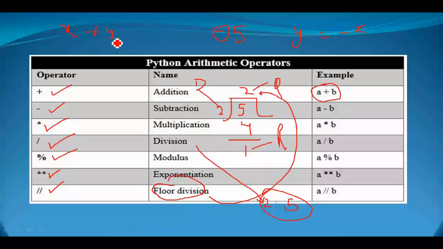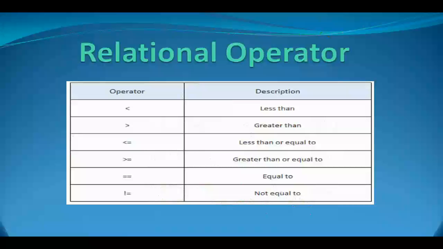But if I write x plus y, this addition operator requires two operands to act. So those operators which require two operands for their working are known as binary operators, and those operators which require one operand for their working are known as unary operators. So these are all the arithmetic operators. If you still have any doubt, contact me personally. I will solve all your queries.